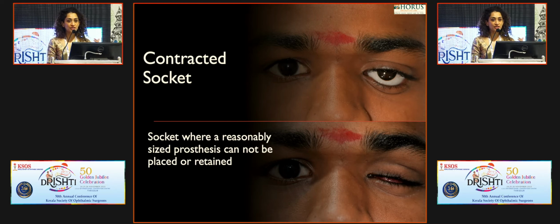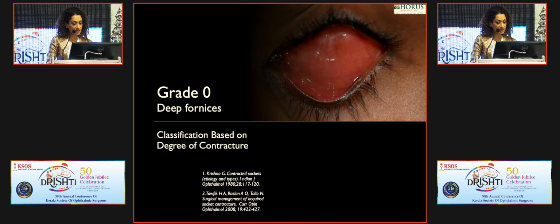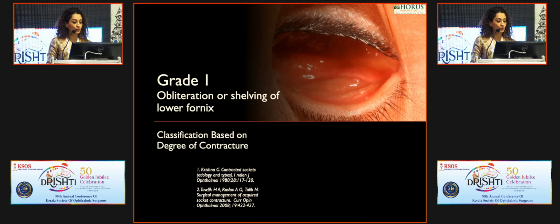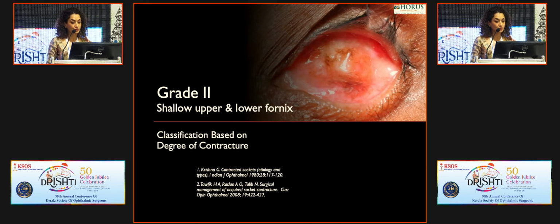So what is a contracted socket? This is just for the PGs: where a reasonably sized prosthesis cannot be placed or retained. So we have different classifications. I'm not going into the detail. It's just to give you a highlight here. Grade 0, grade 1 where one fornix is involved, grade 2 where two fornices are involved, grade 3 when all the fornices, upper and lower, are involved.